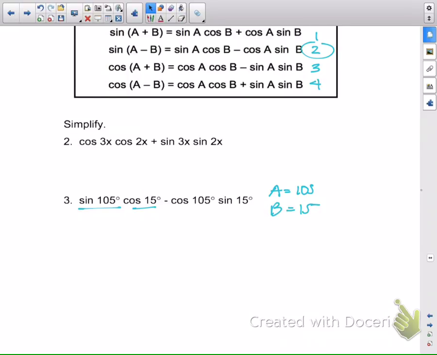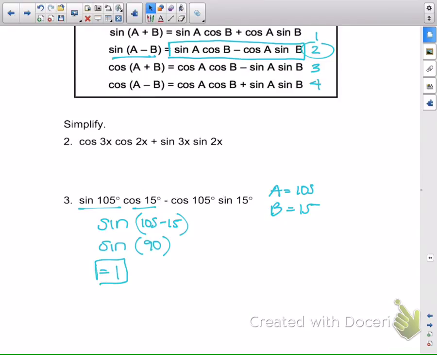Okay? According to this formula, I can take all of this stuff and make it a whole lot simpler using the left-hand side. So if I just use the left-hand side, all of that collapses down to sine of a minus b. Well, if I'm using that formula and I do a minus b, that's going to be what minus what? 105 minus 15. Well, what does that do for us? That simplifies to sine of what? 90. I know what that is. Sine at 90 is just 1.